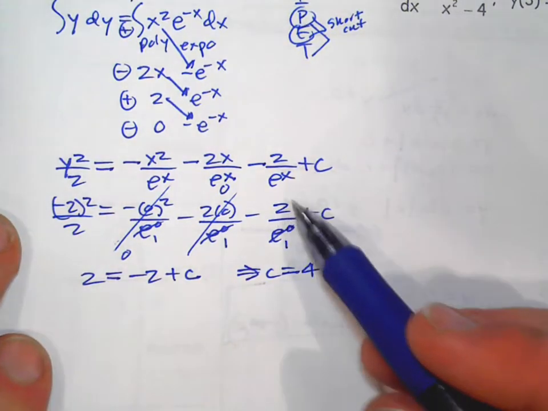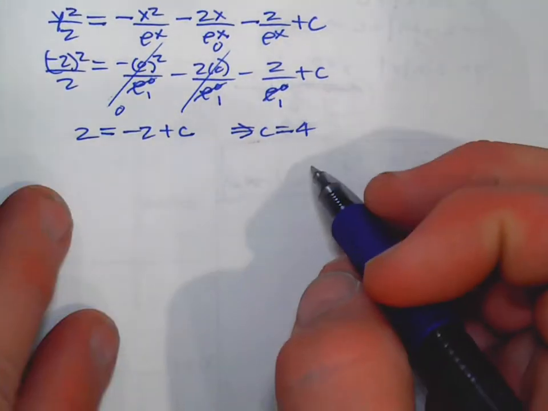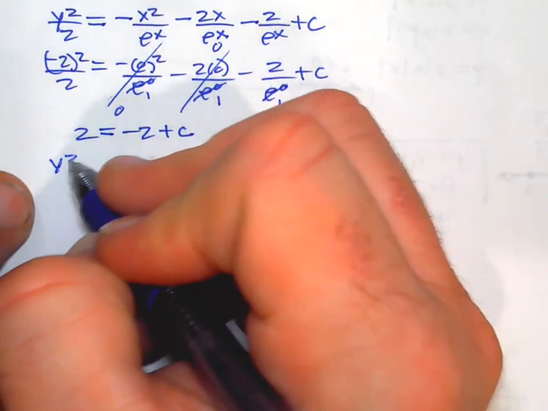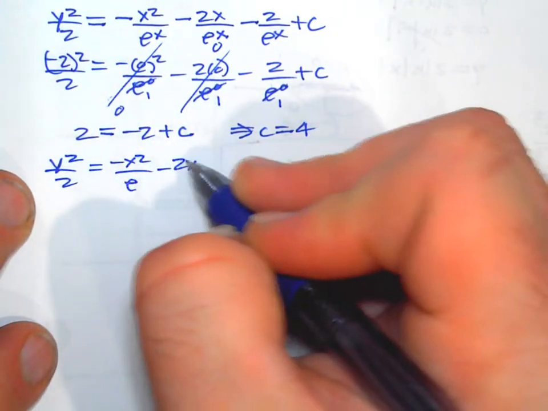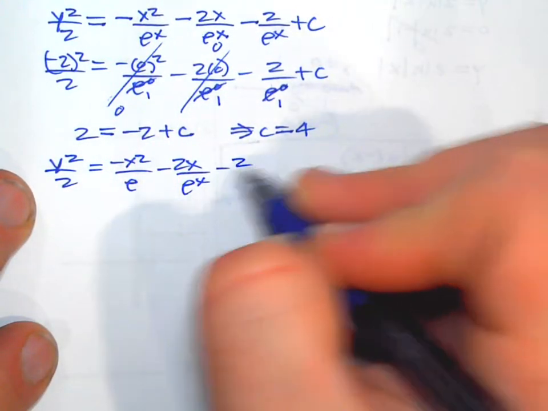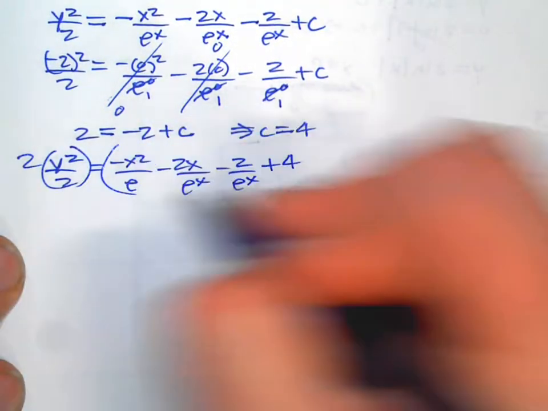Be careful. That's not 0. The ones with zeros on top, those are 0. E to 0 is 1. So we're going to rewrite it. Y squared over 2 equals negative x squared over e to the x minus 2x over e to the x minus 2 over e to the x plus 4. Multiply both sides by 2.